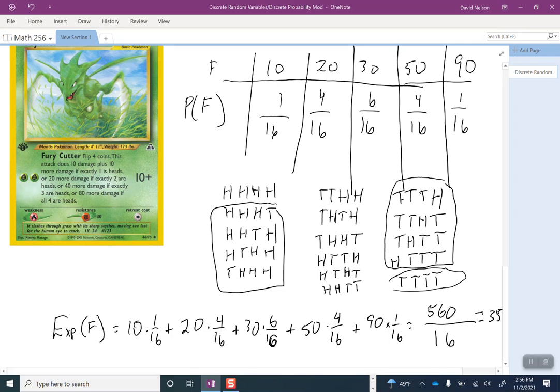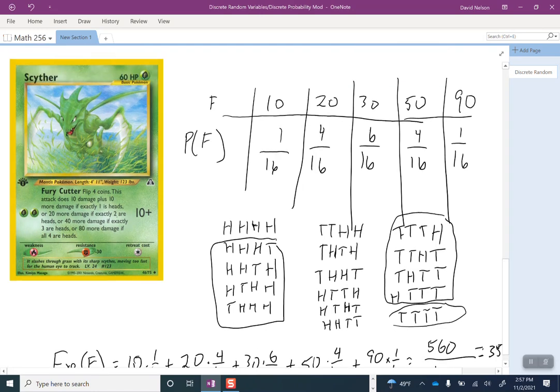So on average, if you were to use this Fury cutter attack, in the long run, if you do it a lot of times, you'll do on average 35 damage per turn from that attack. So that's your expected value. Your average return is 35 damage in the case of this Pokemon card here of doing that damage.